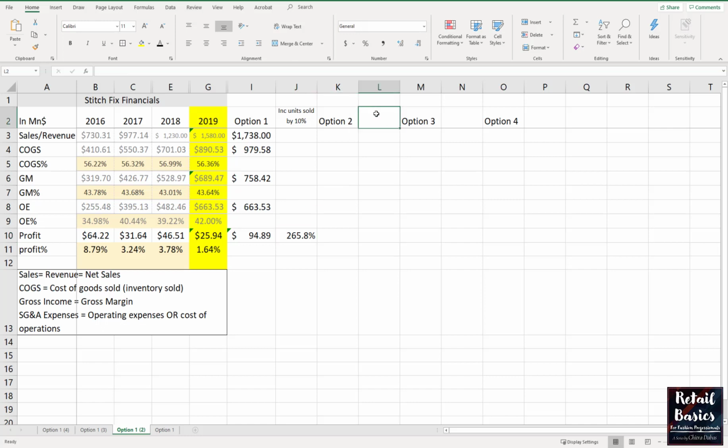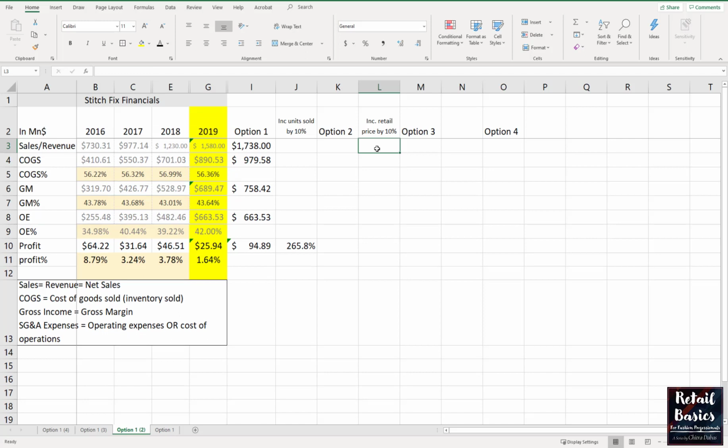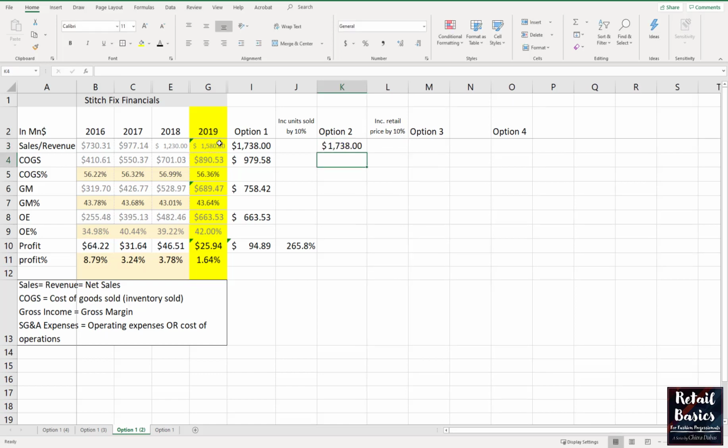Option 2 would be to increase retail price by 10%. It's going to still get us a 10% increase in revenue. So last year's sales times 1.1 would be the new revenue. Cost of goods sold, however, in this scenario is not going to increase because we are still selling the same number of units but at a higher price. Cost of goods sold will remain the same as last year.